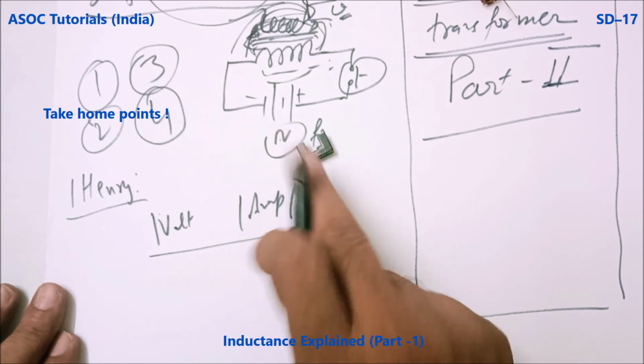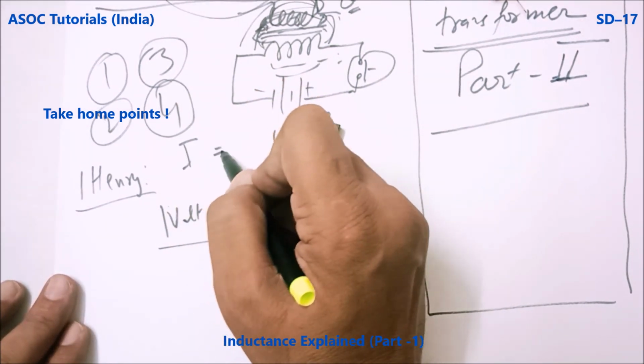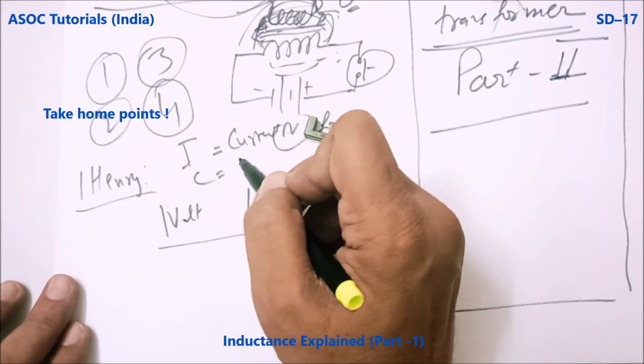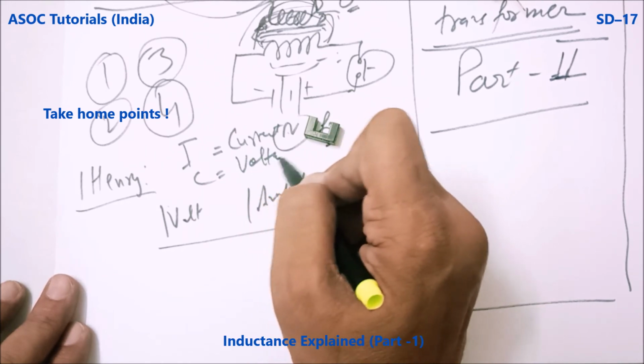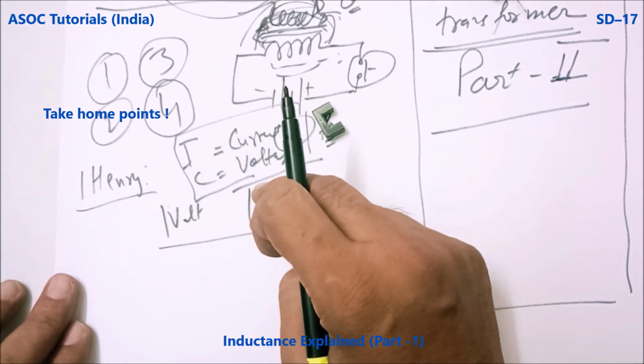Now coming to the fourth take-home point. An inductor resists the change in current, whereas a capacitor opposes the change in voltage. That is very important. This is point 4.